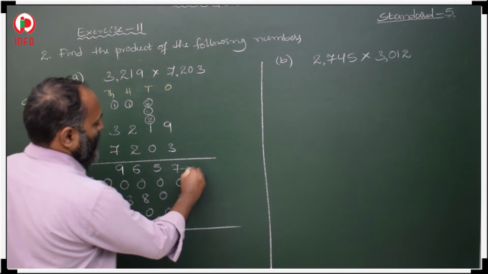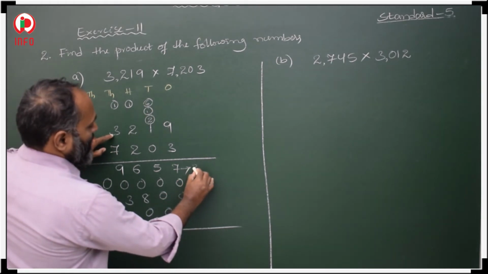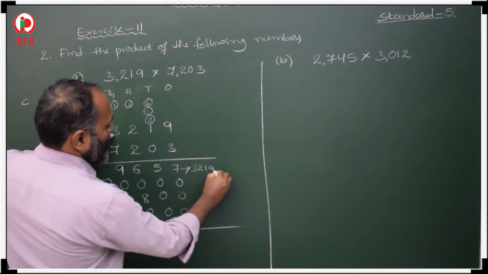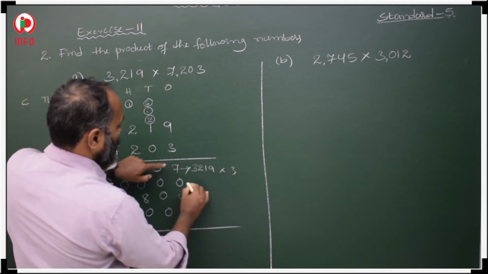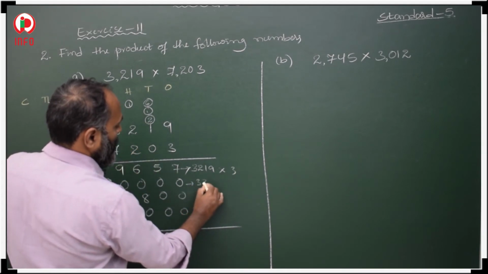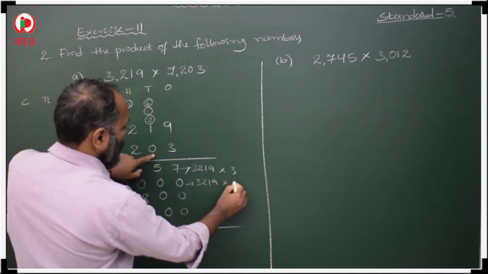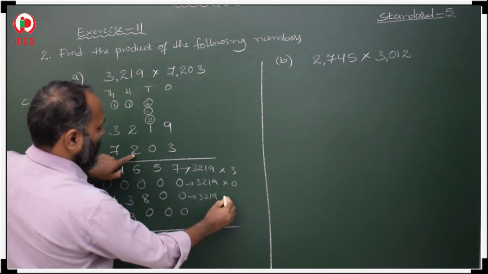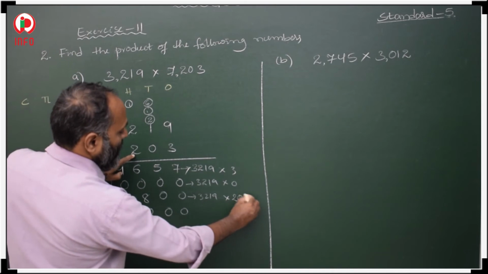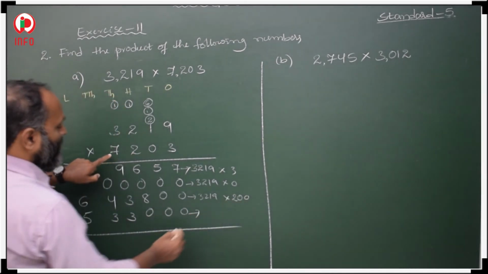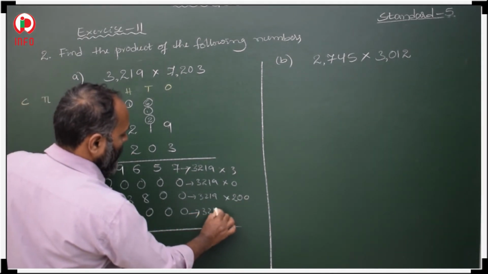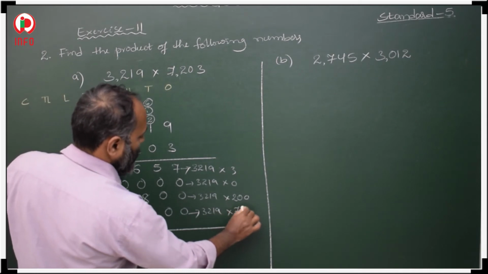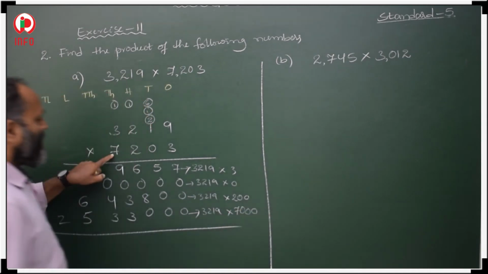So this is the product of 3219 with 3. This is 3219 with 0. Again this is 3219 with 200, and this is the product of 3219 with 7000. Here 7 is there, 7000.